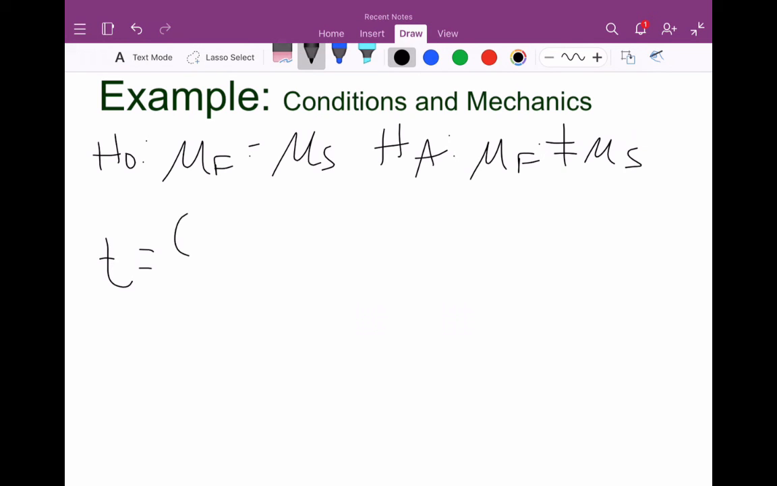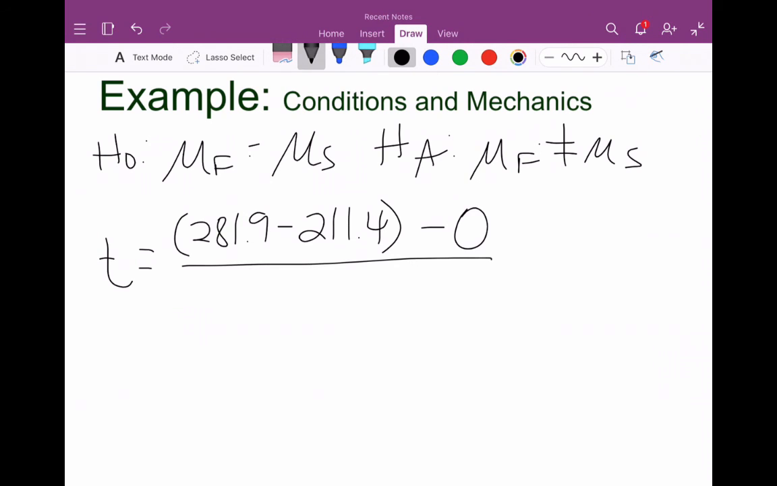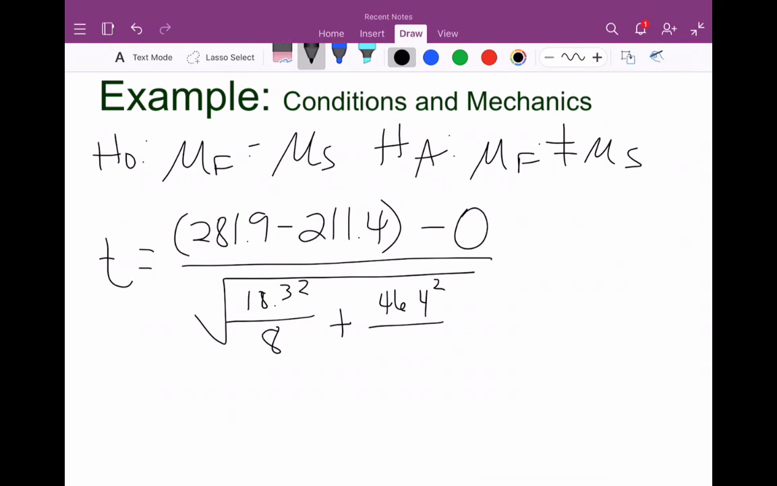So then we calculate our t-score. So the t-score is going to be the difference between the two means. So the mean of a friend, which is 281.9, minus the mean from a stranger, which is 211.4, minus my null hypothesis of 0, divided by the standard error, which would be 18.3 squared over 8 plus 46.4 squared over 7. And this gives me a t-score of 3.77.